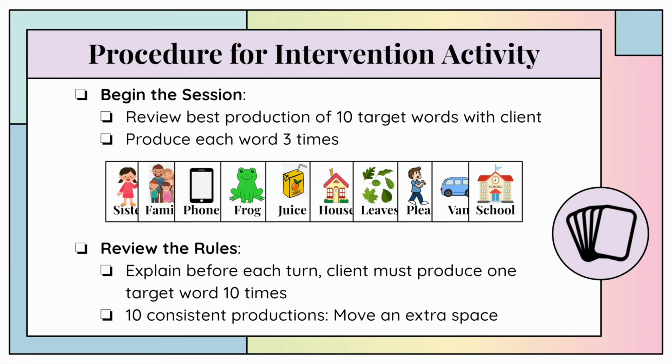Then you could review the rules of the game. So in our case with Candyland, you would review the rules for how to play Candyland, and you would also explain that before the child takes their turn, they have to produce 1 target word. So they would draw a word, one of the cards from the pile, and they have to produce that target word with their best production, or do their best at producing the best production 10 times. If they do 10 consistent productions, they make no errors, then they can move an extra space. And that reward can be adjusted depending on the activity that you're doing.